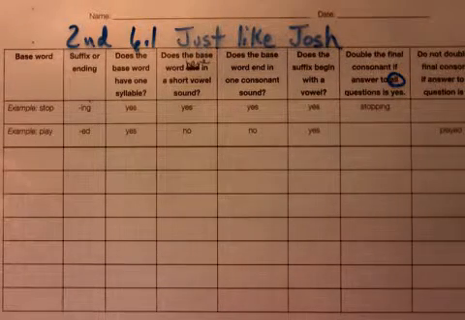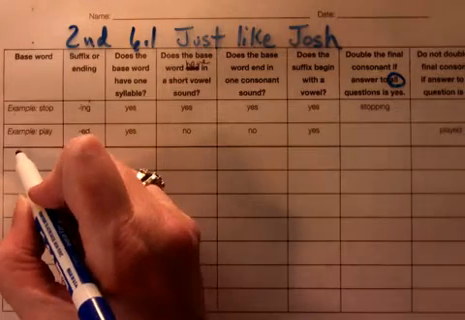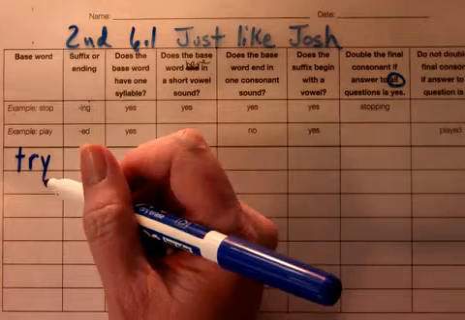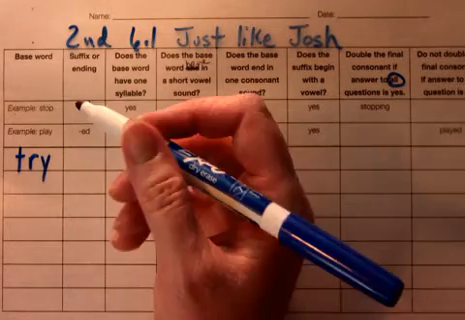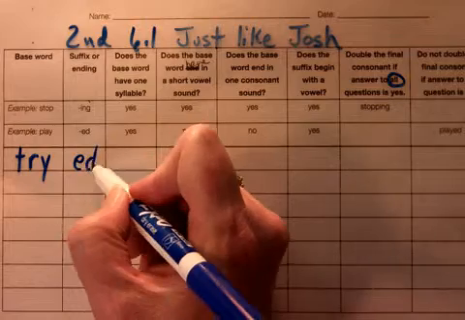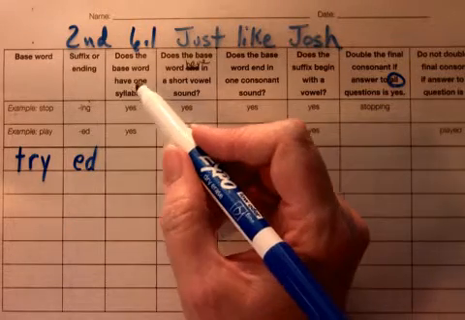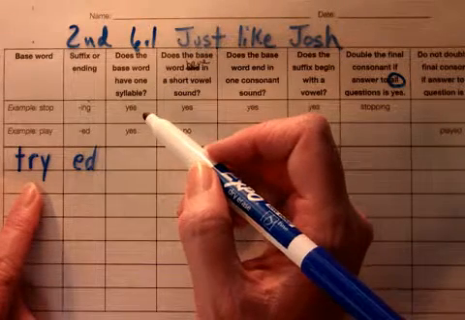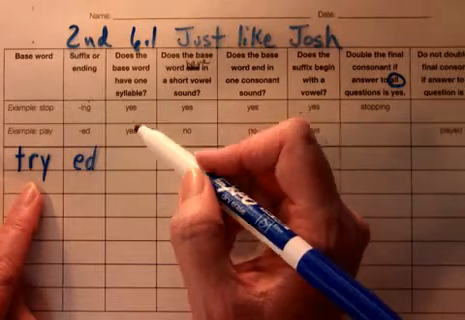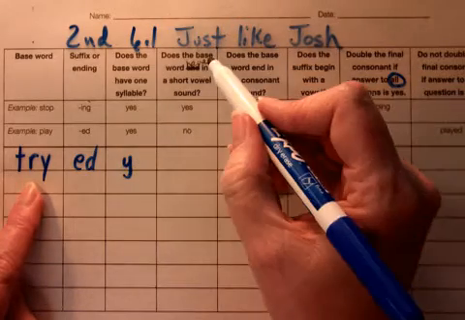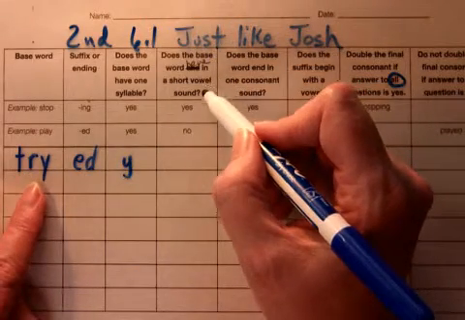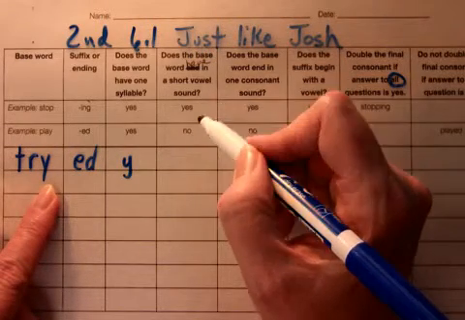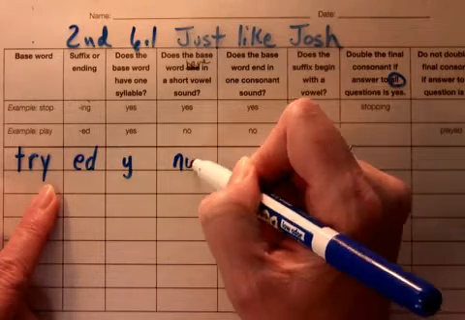The first base word that we have is try. The I is spelled with a Y in this word. Our ending is going to be an ED. So let's answer the questions. Does the base word have one syllable? Try. It has one vowel sound, so it is one syllable. So that's yes. Does the base word have a short vowel sound? Try, I. No, that's a long vowel sound. So that's going to be a no.